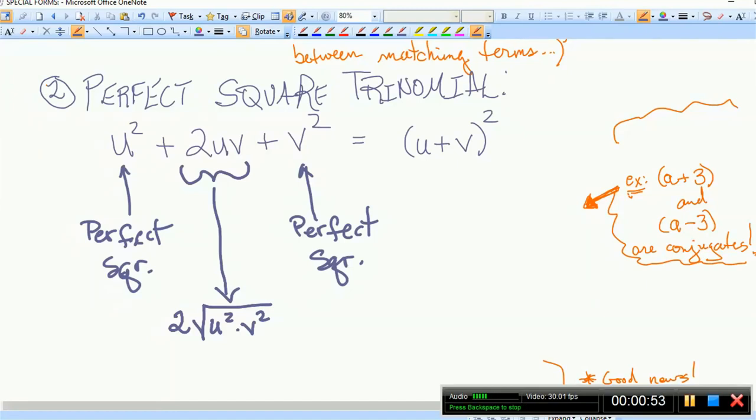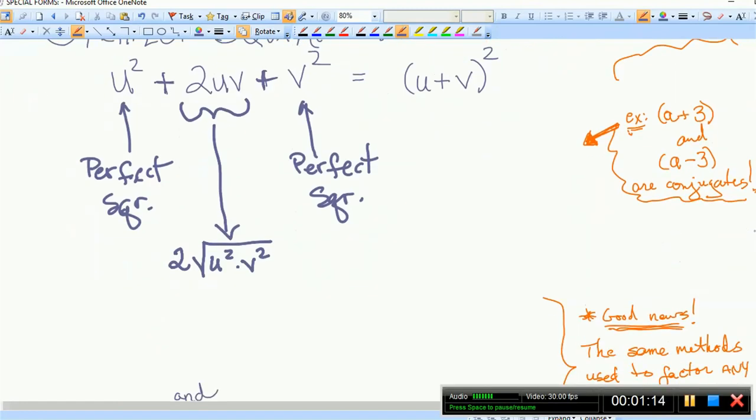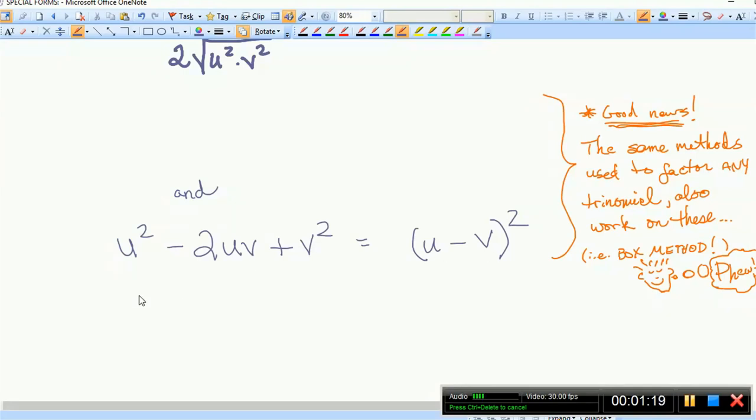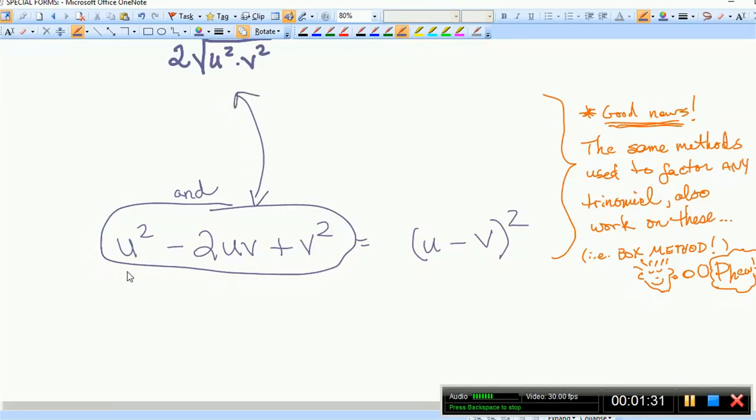Okay, and then of course, there is another version of this, as we saw in the previous example. Check this out. We can have 2 plus signs, which would mean that I have a plus sign in my square in the factorization. The other pattern that has 2 of the same would be this one. If I scroll down, here, u squared minus 2uv plus v squared. Again, you still have that twice those square roots, right? You begin and you end with perfect squares.